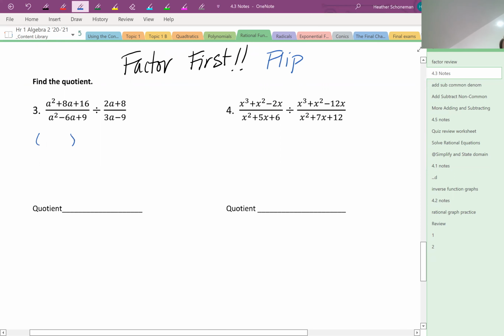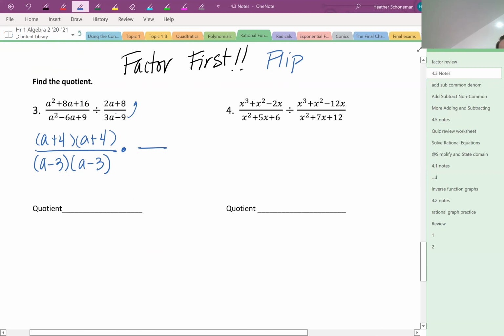So on the top, the 2 numbers that multiply to 16 and add to 8 would be 4 and 4. On the bottom, my 2 numbers would be -3 and -3 times. Now this part is going up to the top. Now how do I factor that?